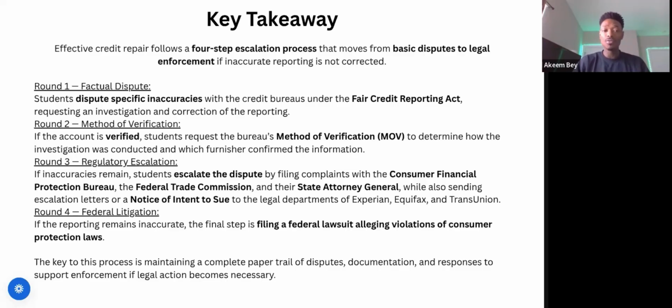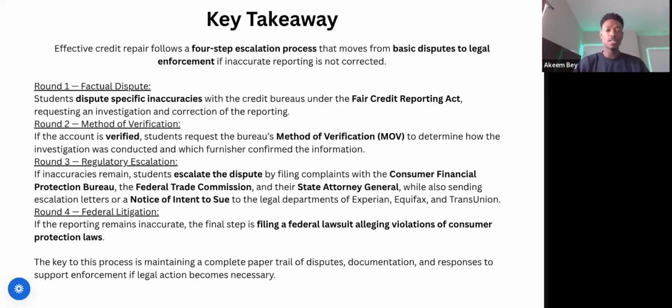Round 3 is then your regulatory escalation, right? So if inaccuracies remain after that, then you want to escalate the disputes by filing complaints with the Consumer Financial Protection Bureau, the FTC or Federal Trade Commission, your state's attorney general, while also sending escalation letters or a notice of intent to sue to the legal departments of Experian, Equifax, and TransUnion, and also your actual furnisher. You want to do the furnisher disputes as well.